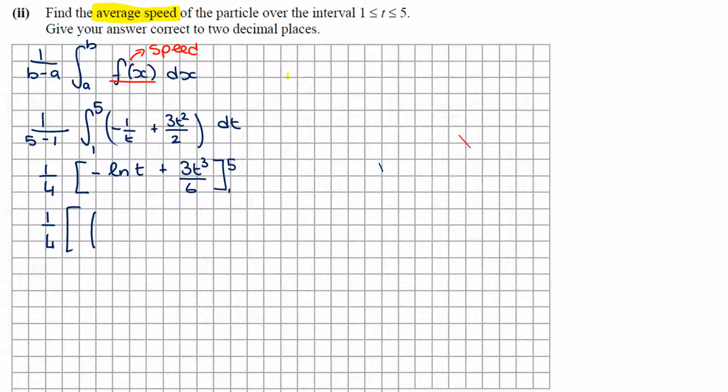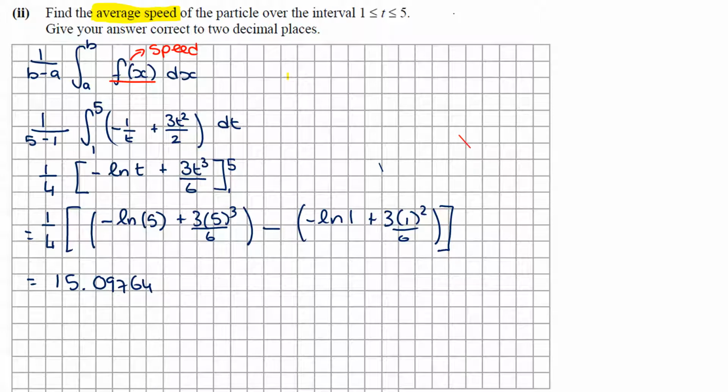When I sub in a 5, we end up with minus the natural log of 5 plus 3 times 5 cubed all over 6, minus the natural log of 1 plus 3 times 1 squared all over 6. And that can pretty much all go into your calculator. And what you'll get is 15.09764. But keep in mind that they want this to 2 decimal places. Always keep in mind what way they want your answer.